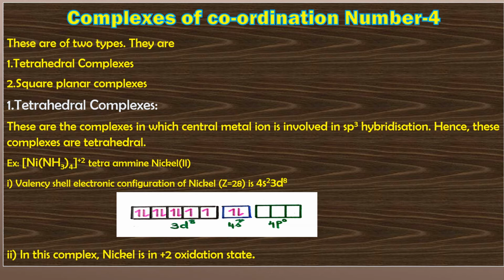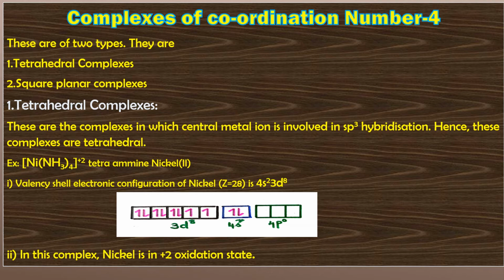Taking an example under tetrahedral complexes: [Ni(NH3)4]2+, and the name of this complex ion is tetraamminenickel(II). There are 4 NH3 molecules, the central metal is nickel, and its oxidation state is +2. Hence, it is named tetraamminenickel(II).